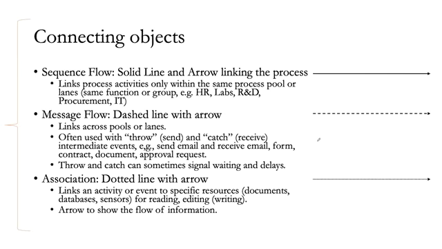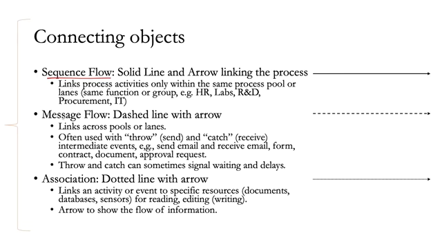Then comes connecting objects. These connecting objects connect events, gateways, and activities, all of them together. The first one is known as a sequence flow. Sequence flow is just the simplest one. It just goes one after the other: walk into the door, stand in queue, walk up to the clerk, show your documents. It's a solid line with an arrow linking the process. It links process activities only within the same process pool or lanes, the same functional group. So whatever is happening at the DMV would be shown as a sequence flow.